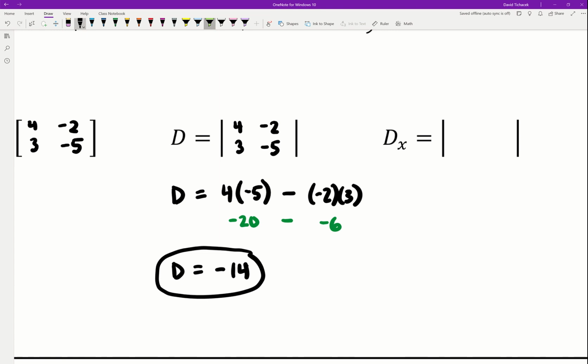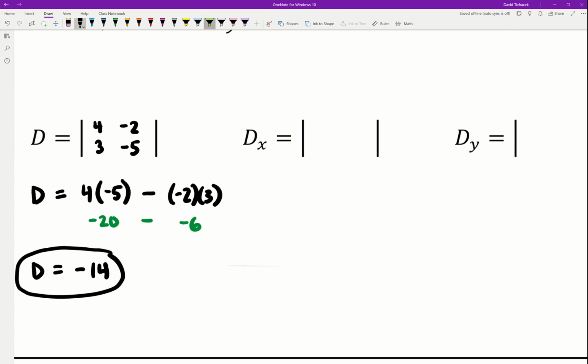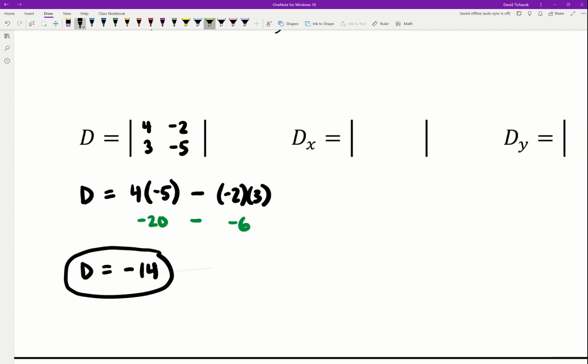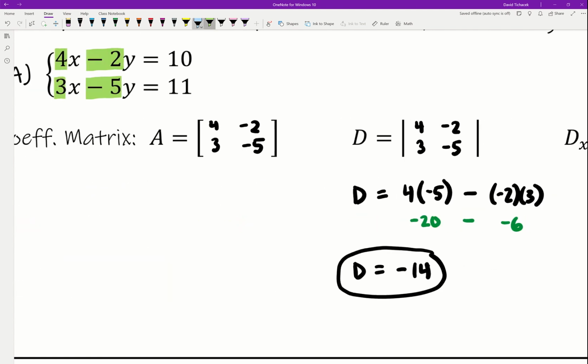So in my sea of work, I want it to stand out. I'm going to circle that for my purposes here, and then I'm going to move on and find some of these other ones, right? So now we find the determinants of Dx and Dy, and remember, for that, we're going to need to reach over here for these numbers that are on the other sides of the equal sign. Again, those are called my blue numbers here.